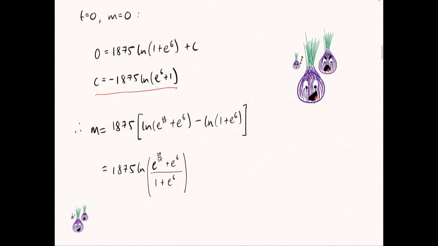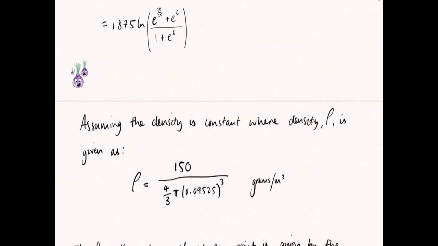Combining these two results, we can get that our full equation for the mass at any point is 1875 times the natural logarithm of (e to the 2 over 25 T plus e to the 6) all over (1 plus e to the 6).